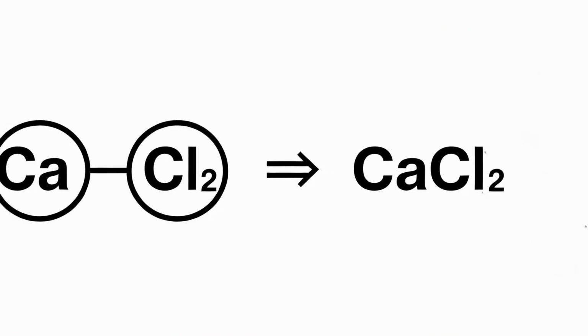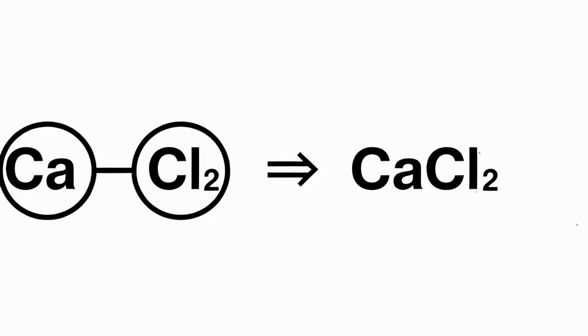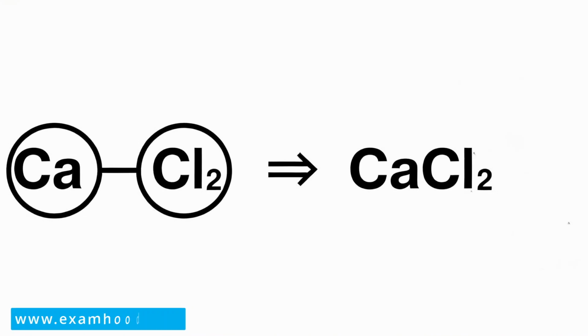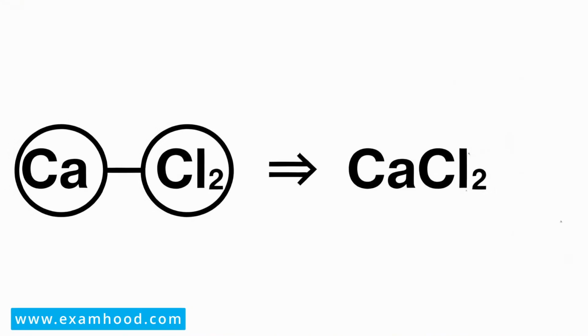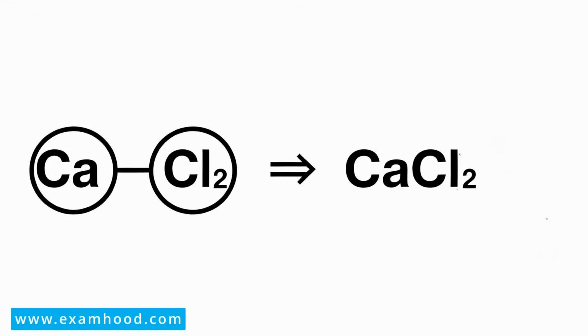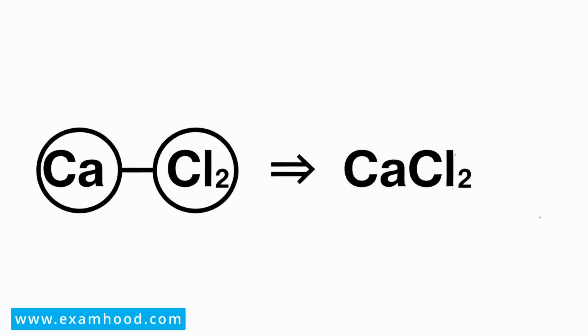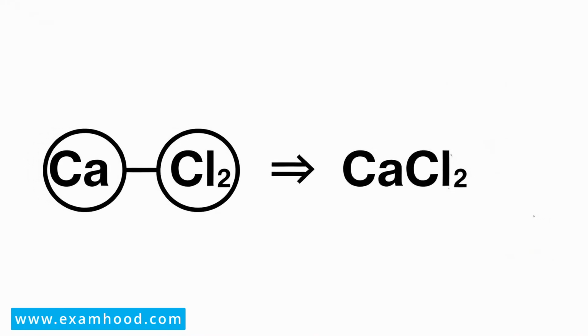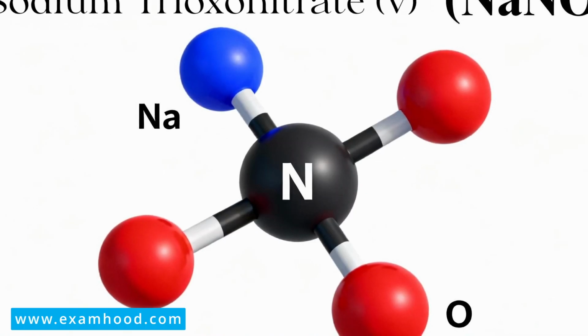You understand? Another example of a molecule of a compound is calcium chloride. The chemical formula is CaCl2. The 2 is written as a subscript. In that molecule of that compound, you have one atom of calcium and two atoms of what? Chlorine, coming together to form one molecule of what? Calcium chloride. You understand?